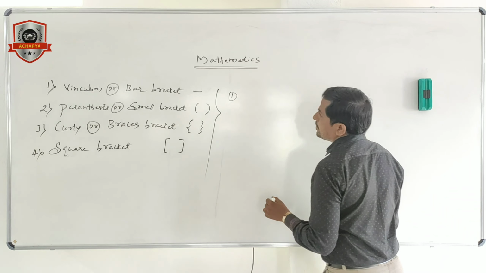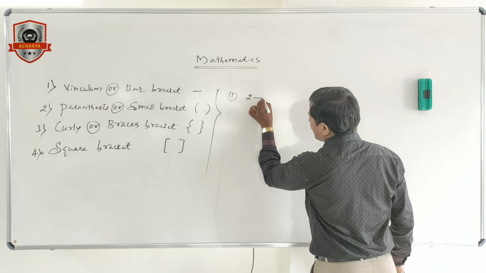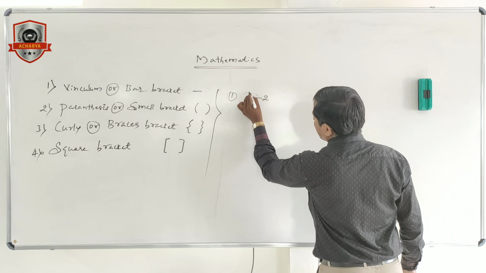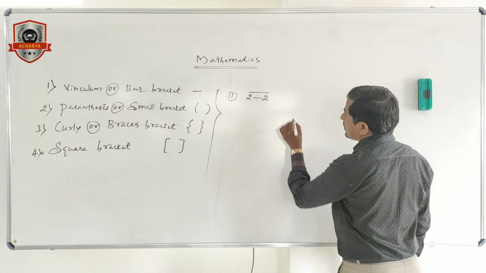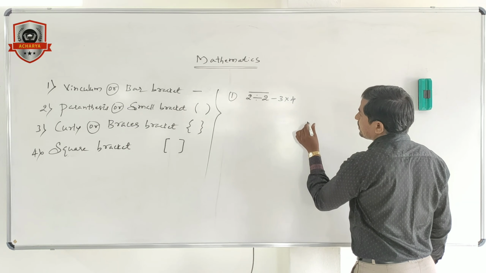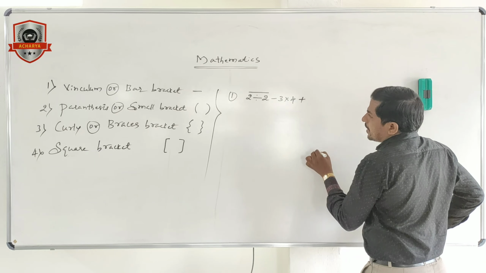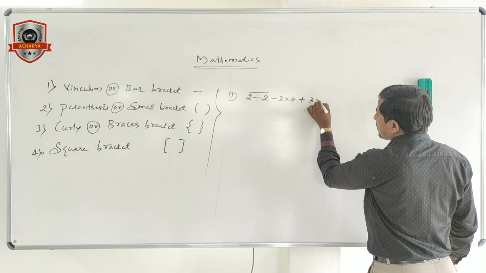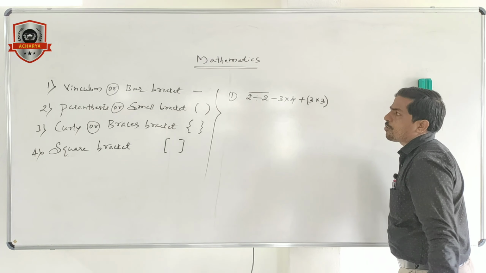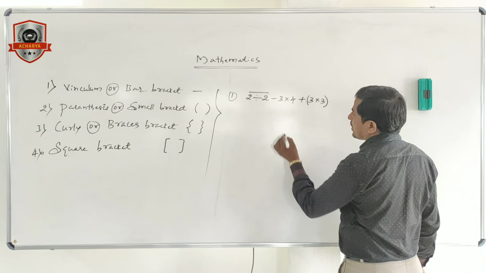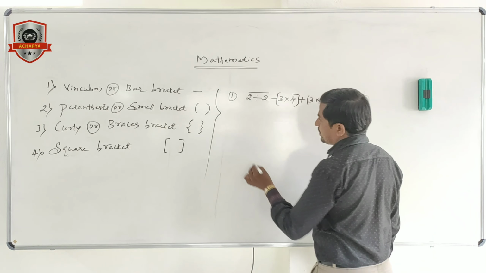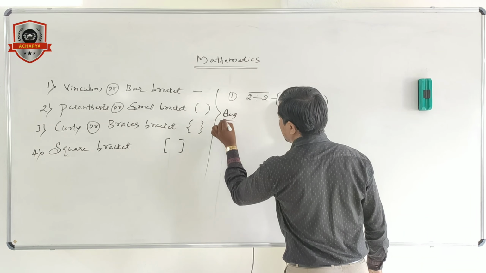First one, 2 divided by 2, just to make it as bar, minus 3 into 4, plus 3 into 3 in a common bracket. Then I want to use square bracket. Okay, answer or solution.